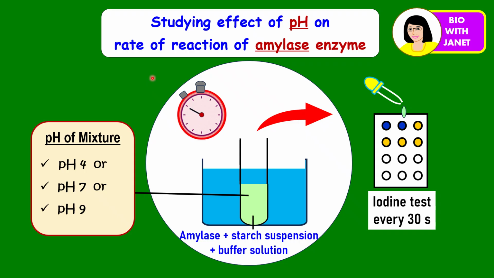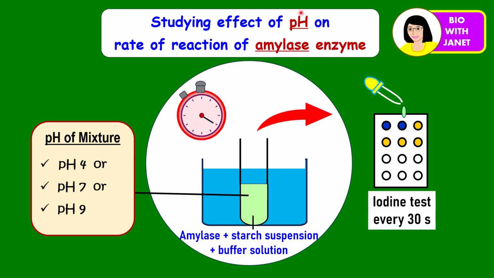Teacher Janet here. Here is a new video on an enzyme experiment to study the effect of pH on the rate of reaction or activity of amylase enzyme. Now, in our previous enzyme videos, we have discussed an experiment to study the effect of pH on the activity of pepsin enzyme, right? Not amylase. And then another video was on studying the effect of temperature on the activity of amylase enzyme.